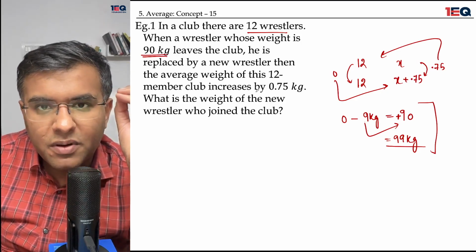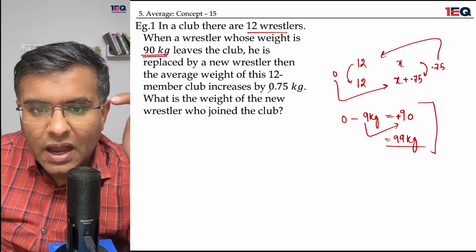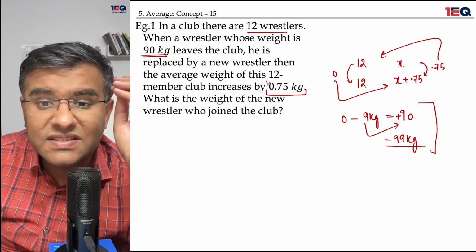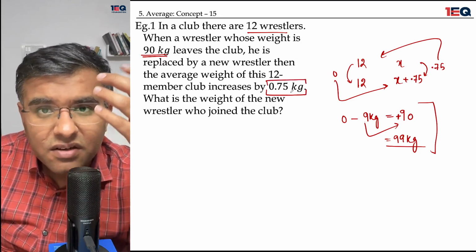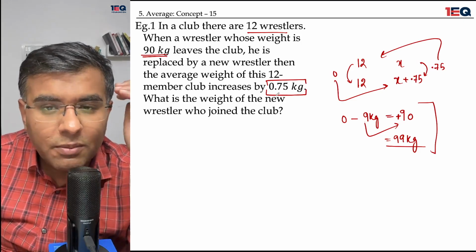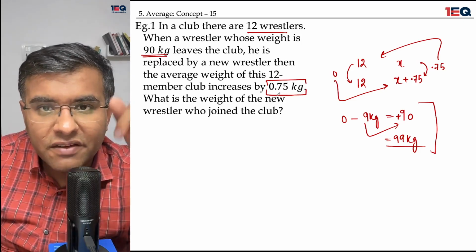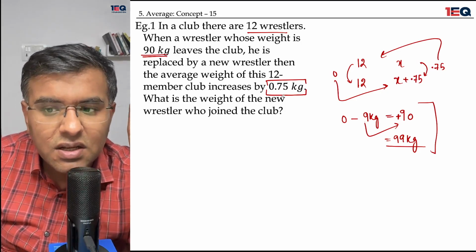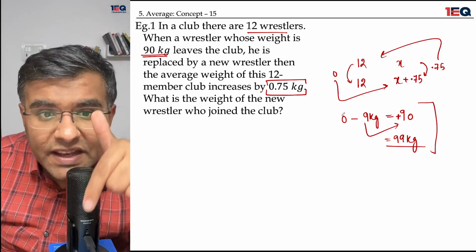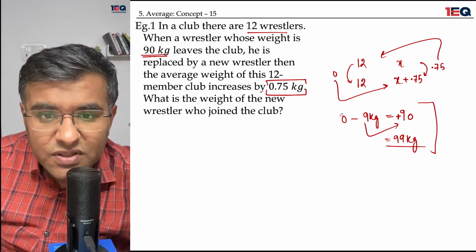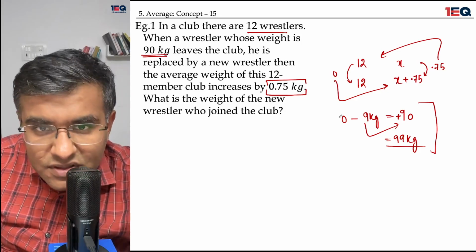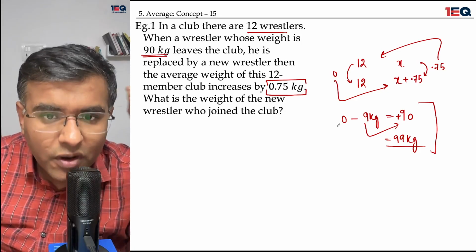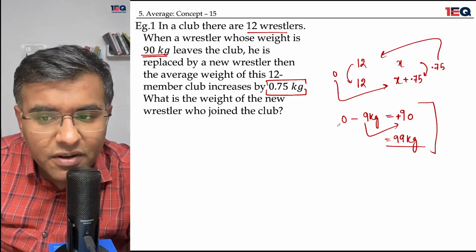The member has been replaced, and the new member has been kind enough to give us some extra weight. The extra weight was distributed among all the 12 wrestlers by giving each of them 0.75 kgs. That means a total of 9 kg extra, which was brought in by the wrestler, was distributed among everybody.